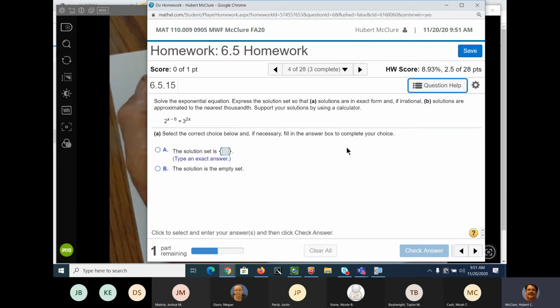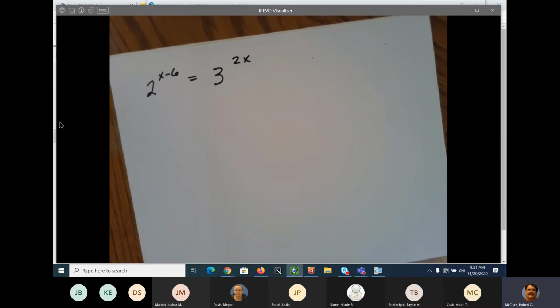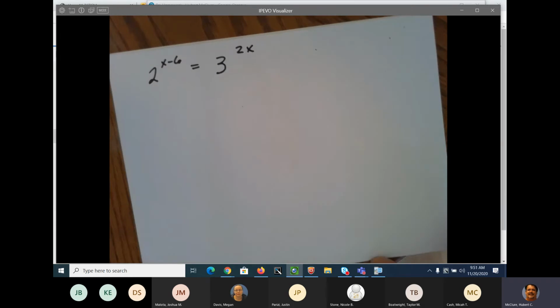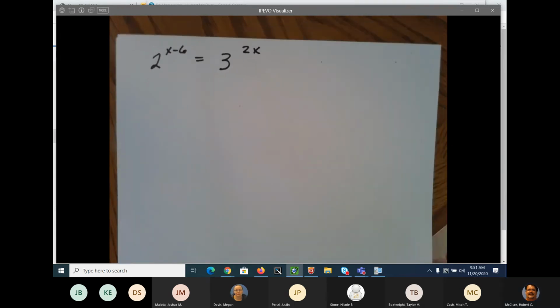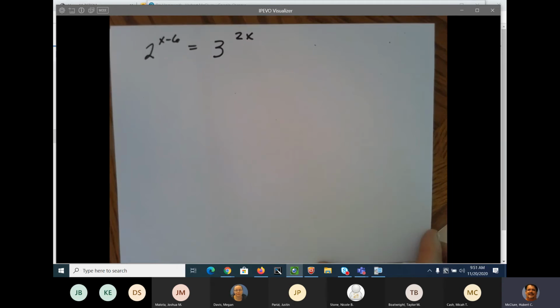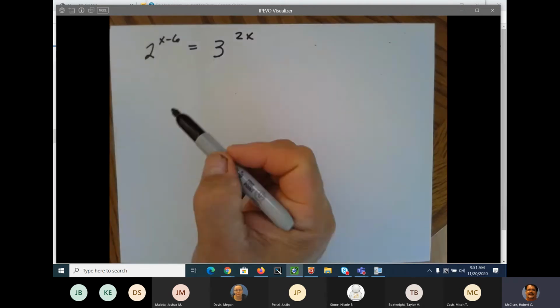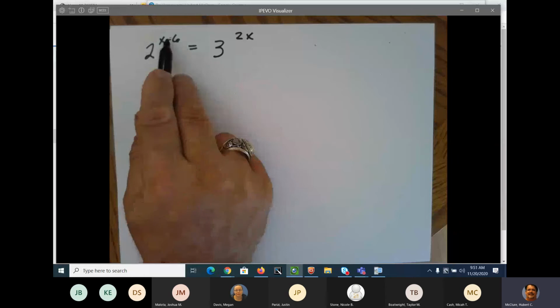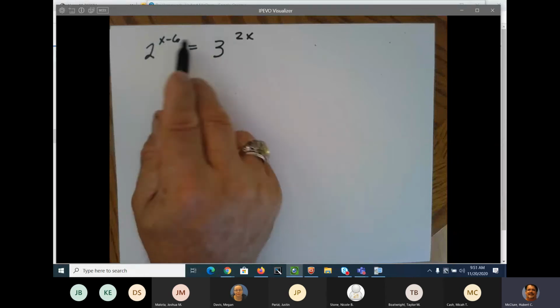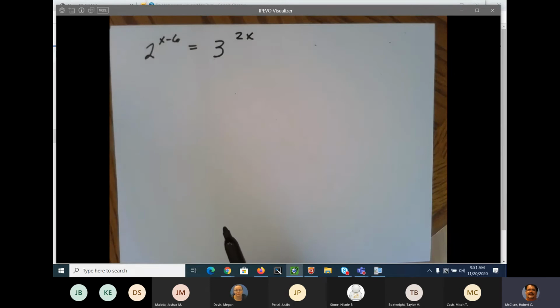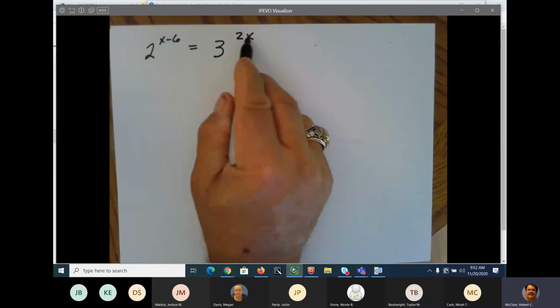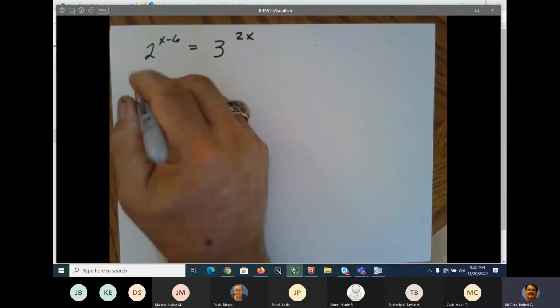2 to the x minus 6 is equal to 3 to the 2x. Now, what tells you that is all that stuff in the exponents. Got a lot of stuff in the exponents, and they're not the same, and the bases are not the same. If the bases were the same, if this was 3 to the x minus 6 and 3 to the 2x, then you could set them equal to each other. But since the bases are not the same, and you've got a lot of stuff up here and a lot of stuff up here, you're going to take the log of both sides.